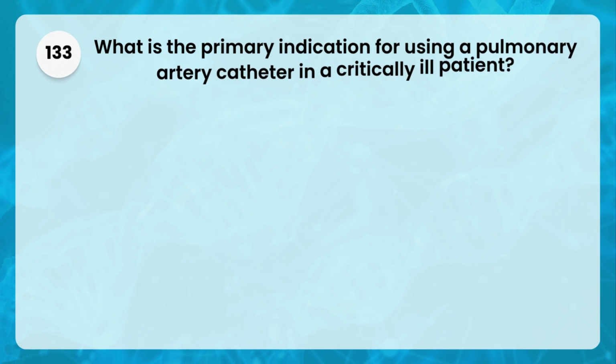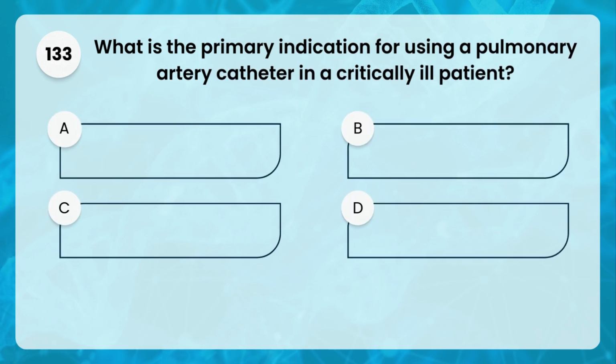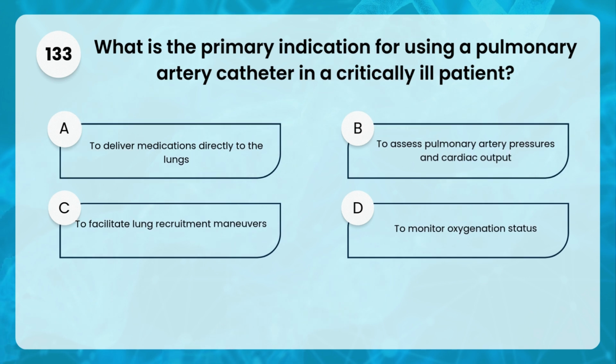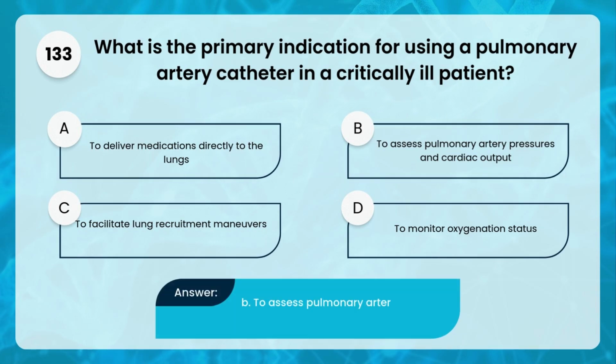133. What is the primary indication for using a pulmonary artery catheter in a critically ill patient? A. To deliver medications directly to the lungs. B. To assess pulmonary artery pressure and cardiac output. C. To facilitate lung recruitment maneuvers. Or D. To monitor oxygenation status. The answer is B. To assess pulmonary artery pressure and cardiac output.